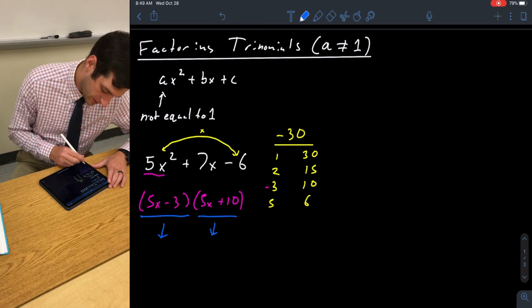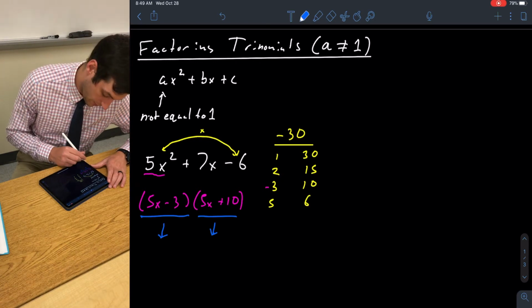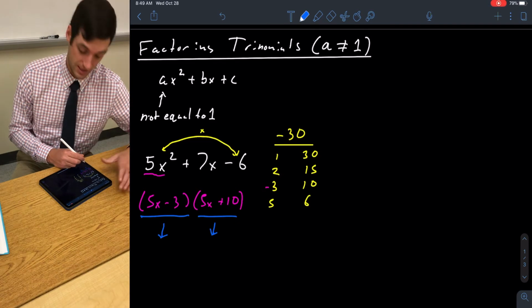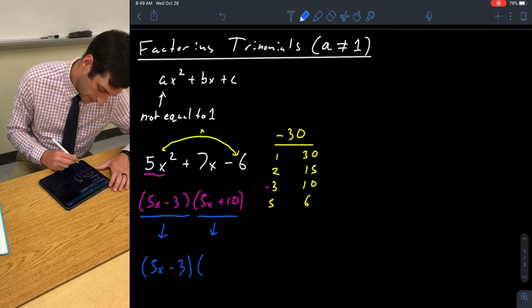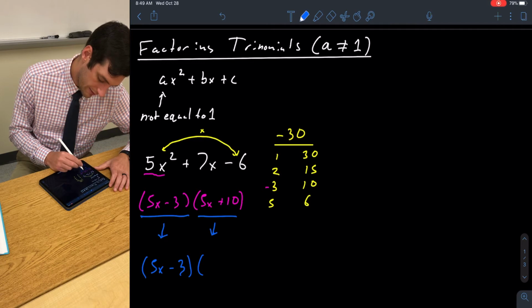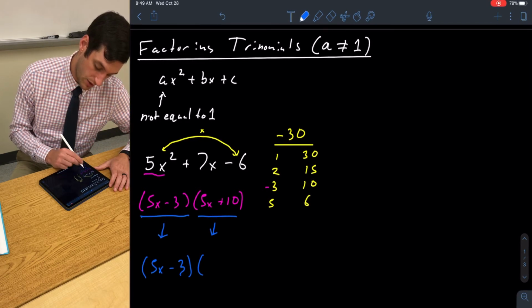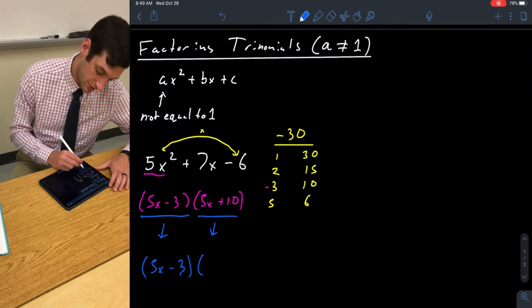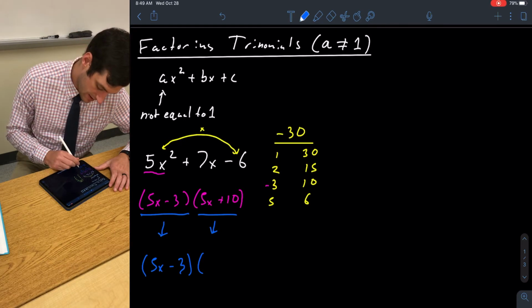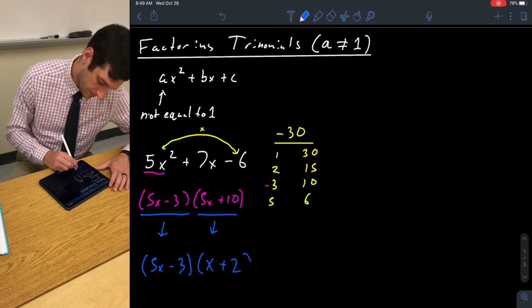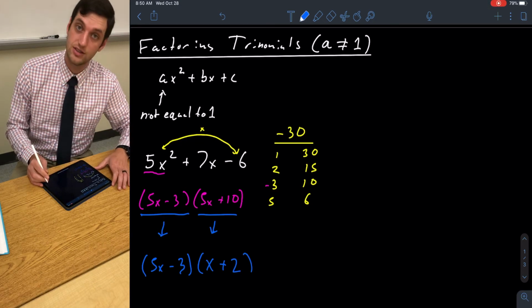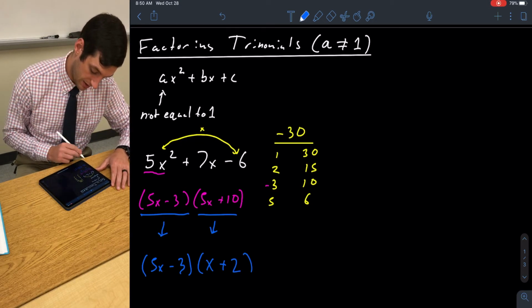So 5x minus 3, nothing goes into either of those except for 1. And if we divide it by 1, we get the same answer. So we're left with 5x minus 3. And over here, 5 will go into 5x and 5 will go into 10. So 5x divided by 5 is x, and 10 divided by 5 is 2. And this turns out to be your answer. So this is the finale here.